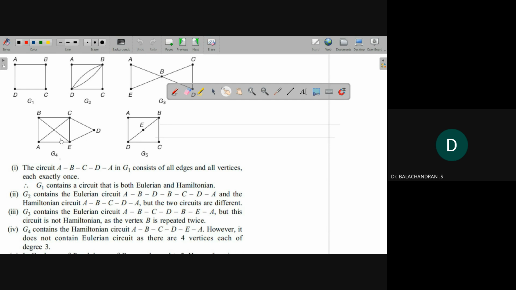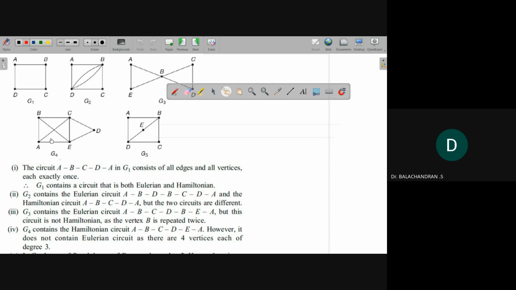This graph contains a Hamiltonian circuit, but it does not contain an Eulerian circuit because all the vertices are not of even degree. This is 2, but what is the degree of this one? 3, 3, this is 4, this is even, this is 2, but these two vertices are degree 3 and degree 3. Hence all the vertices are not of even degree, and hence this graph does not contain an Eulerian circuit.